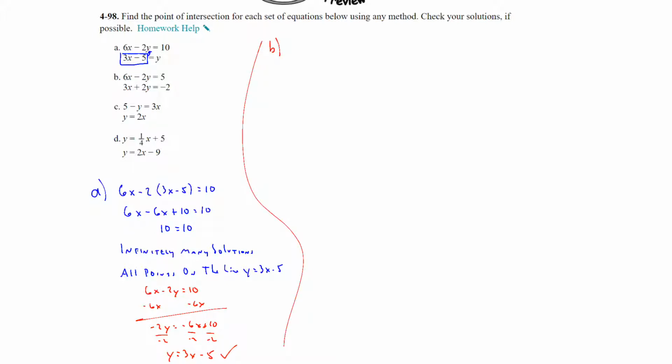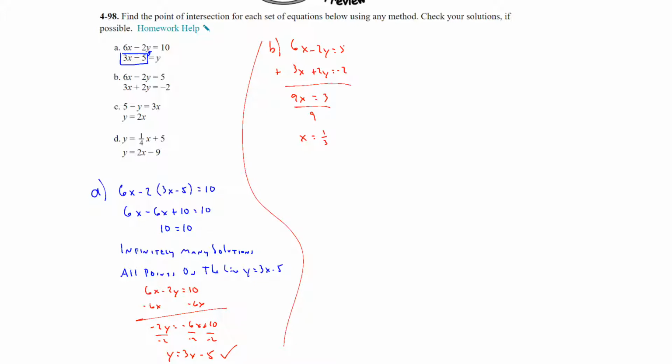We'll move on to question B. 6x minus 2y is equal to 5. 3x plus 2y is equal to negative 2. We'll solve this one using elimination with the x's and y's being on the left and the constant being on the right. Looks like on this one we don't have to multiply either equation by any number because the y's will cancel. So we'll get 9x is equal to 3. Divide by 9. That is 3 divided by 9, so that is 1/3.